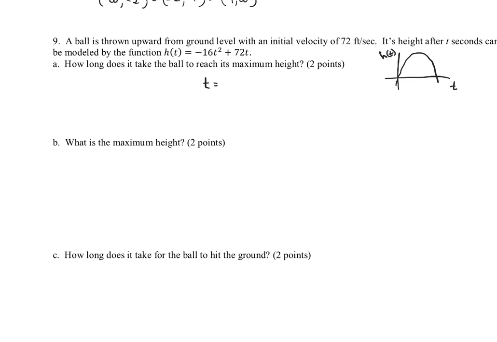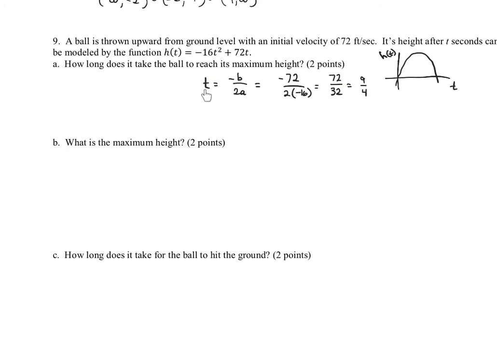Instead of x equals, we're going to use t equals the opposite of b divided by 2a, where the opposite of b is -72, and then 2 times a would be 2 times -16. So the negatives will cancel, and we have 72 divided by 32, and that will simplify to 9/4.